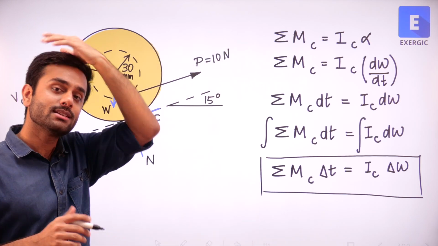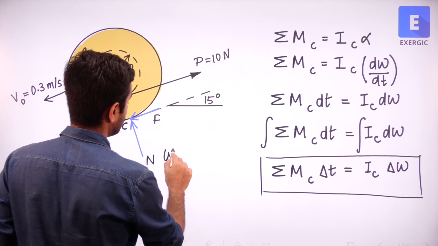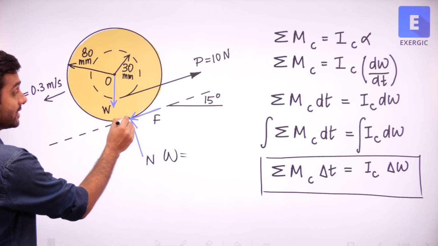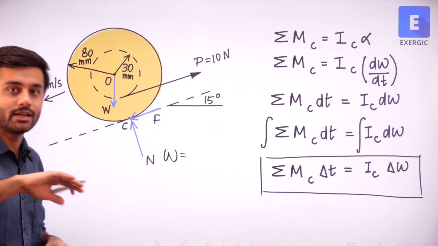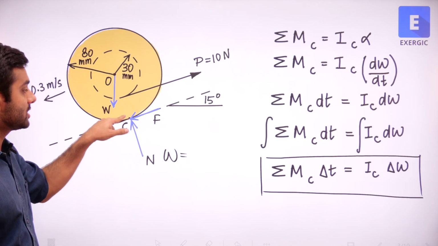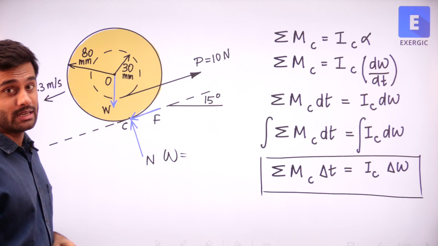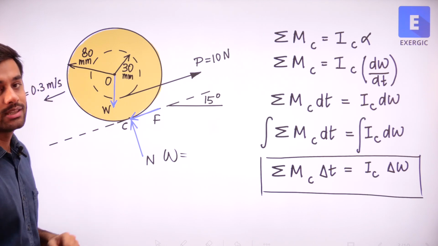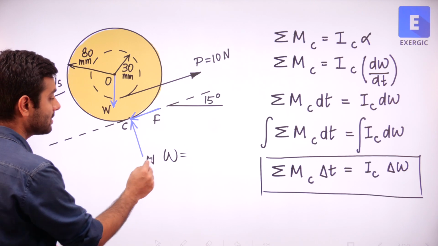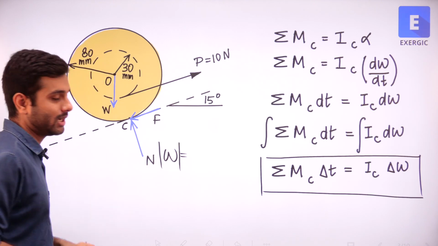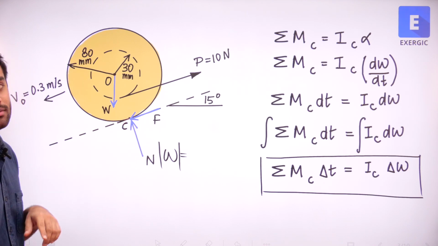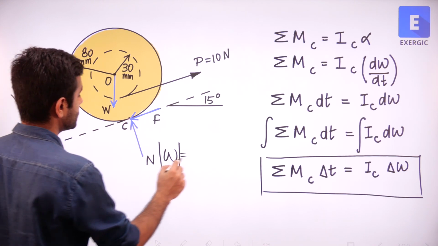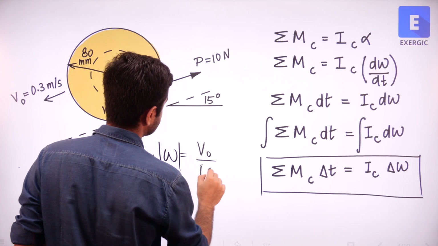Initially we know how much is the center velocity, right? Omega value is equal to, about this point C, right? Please note that we are considering the moment, the angular momentum, everything about this point C. So about this point, how much is the value of omega initially? Velocity is 0.3 divided by r. Rather I'll say magnitude of omega. I will come to the direction in a moment. So magnitude of omega about this point initially is this velocity divided by r.